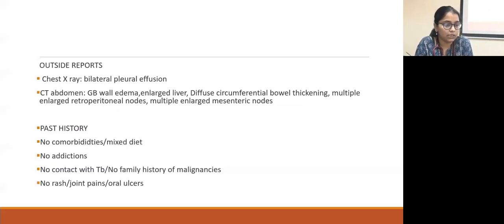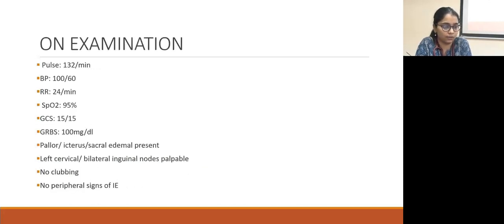Outside report shows a chest X-ray with bilateral pleural effusion, and CT abdomen done outside shows GB wall edema with enlarged liver. There is diffuse circumferential bowel thickening with multiple enlarged retroperitoneal nodes and multiple enlarged mesenteric nodes. His past history: there are no comorbidities, mixed diet, there are no addictions, there is no history of contact with TB, there is no family history of malignancies, no feature suggestive of an autoimmune involvement, no rash, there's no joint pain, no recurrent oral ulcers.